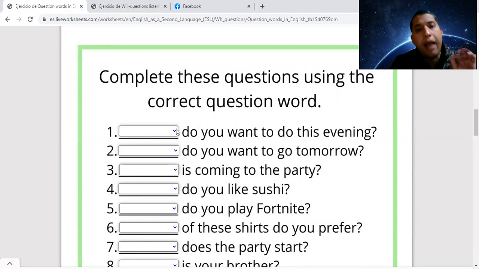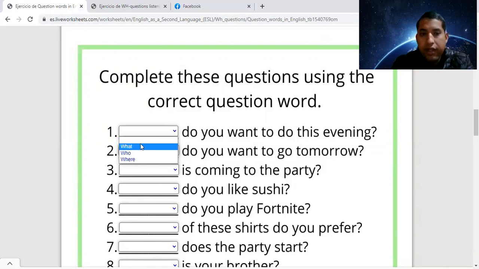For example, I'm gonna help you with the number one. What, who, or where do you want to do this evening? Okay, so you have to complete with the correct one. You have three options. What do you want to do this evening? Who is talking about people? Not talking about people. Where is talking about a place. Do you want to do this evening? No. So the answer is what? Okay. What do you want to do this evening?